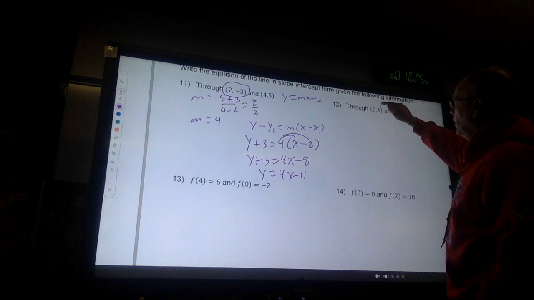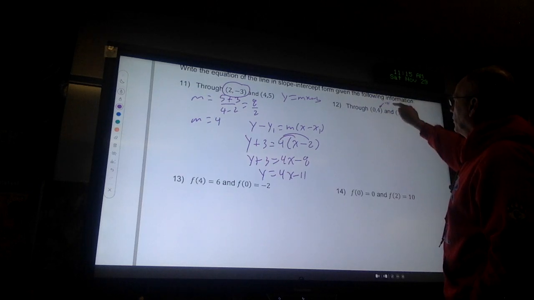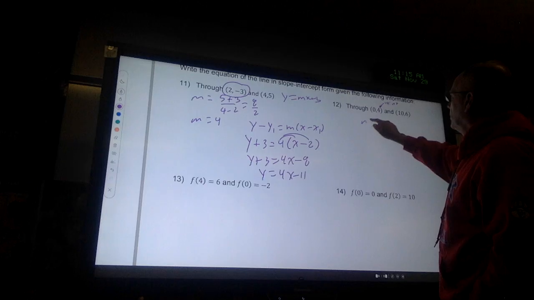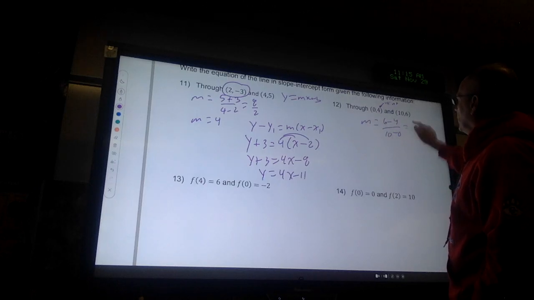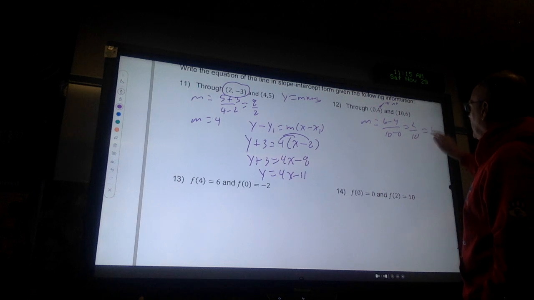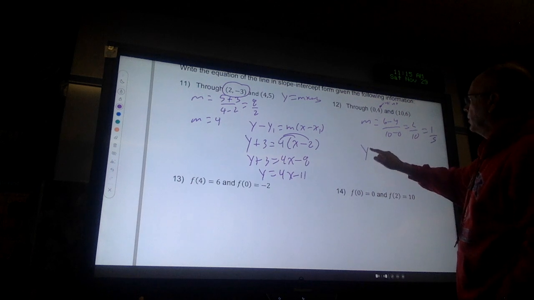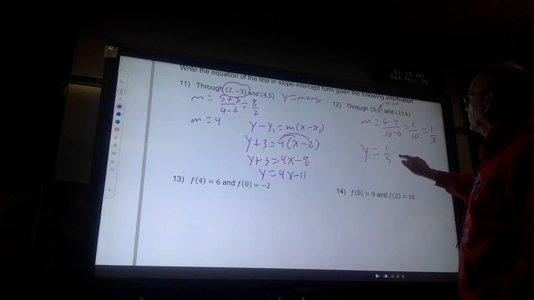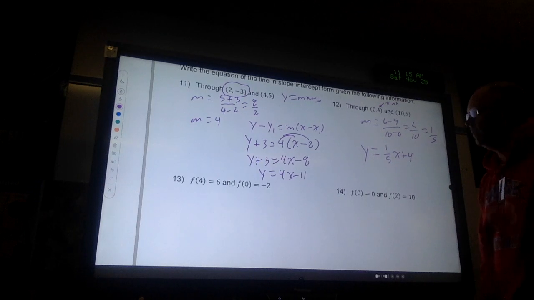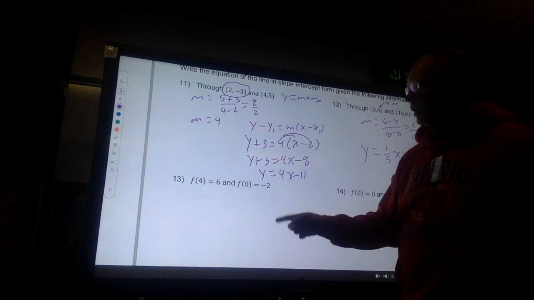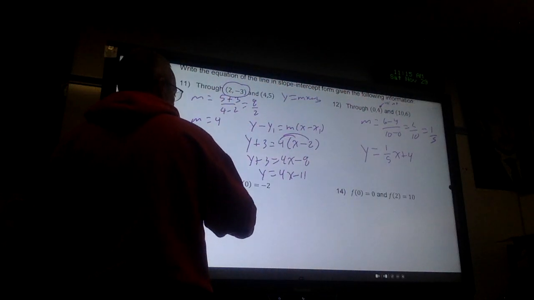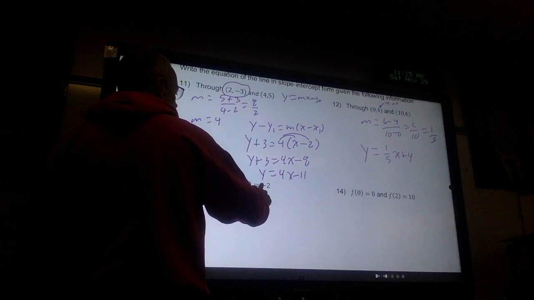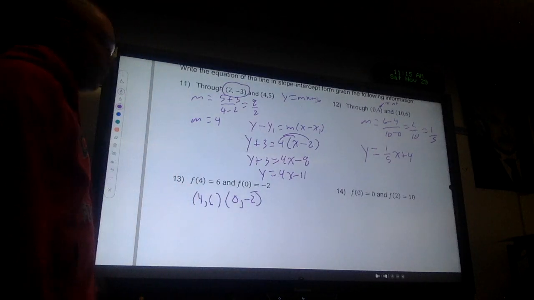Okay, this is going to be a y-intercept we know right here, so all we have to do is find the slope. So our slope is going to be 6 minus 4 over 10 minus 0. So that's going to be 2 over 10, which is 1 over 5. We know my y-intercept already, so I go 1/5 x plus 4. It's done. Remember, we're going to write these as points, so this is going to give me (4, 6) and (0, -2). That's the y-intercept right there because I have a 0 on the x.